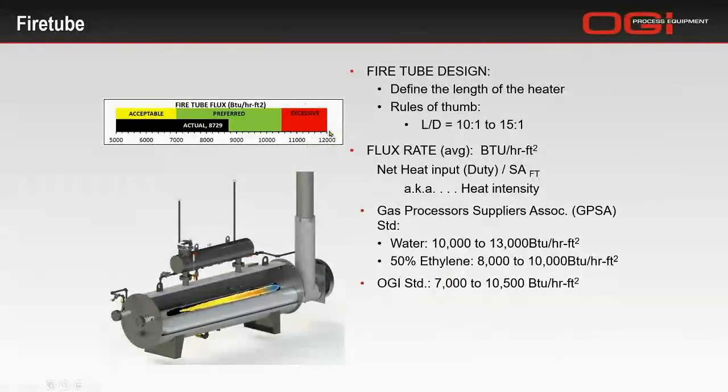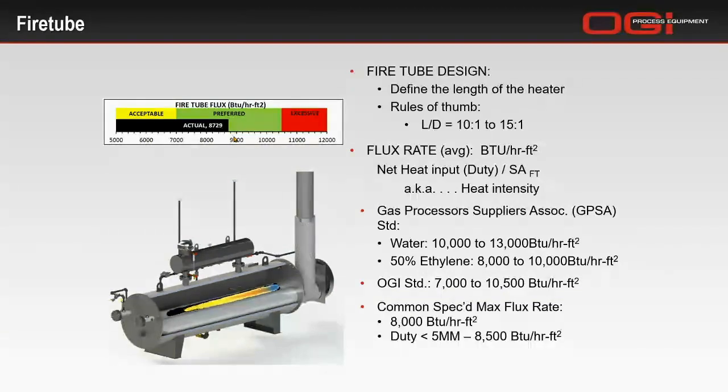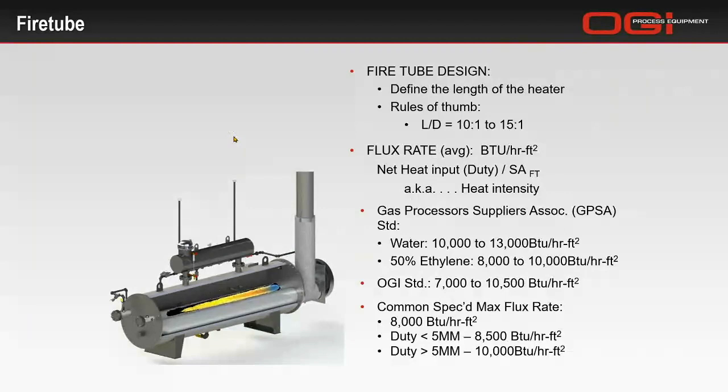If you're operating below this preferred spread that we have identified, then you've got an oversized heater. And the example we've used, those conditions that we assumed would be around 8,729. And some common flux rate specifications from customers would be just a flat 8,000. And then some say, well, depending on the size of the heater, we could operate on the higher end of that range.